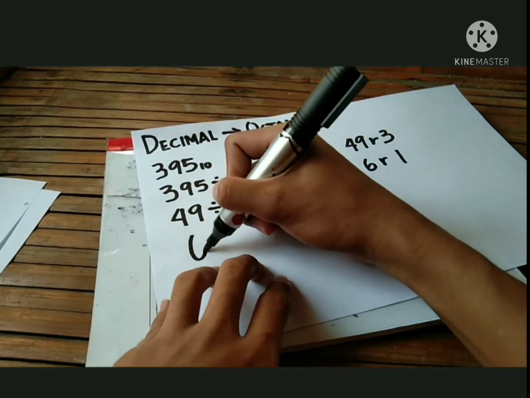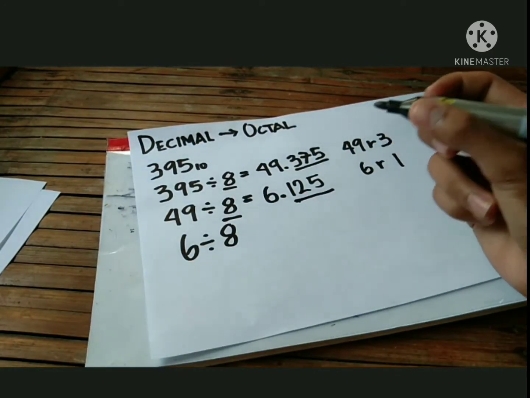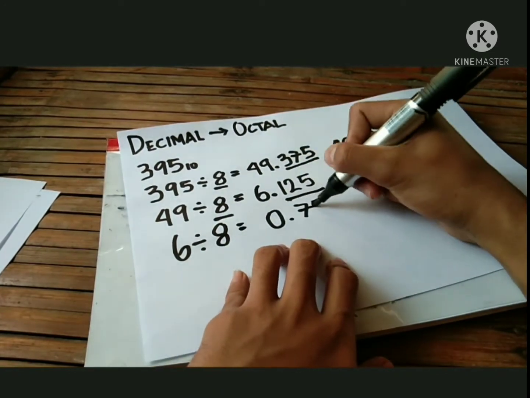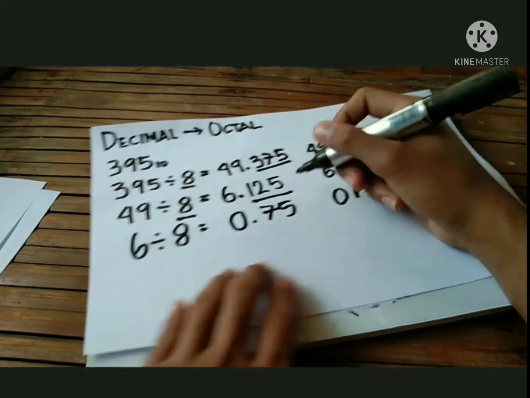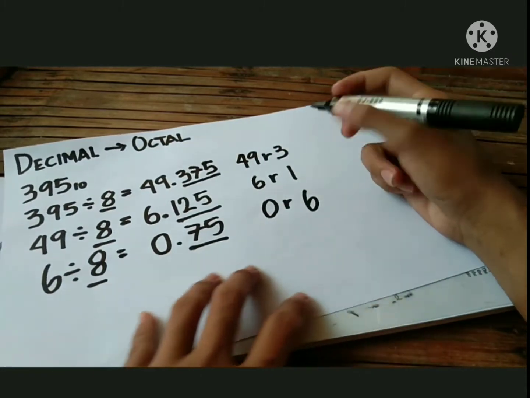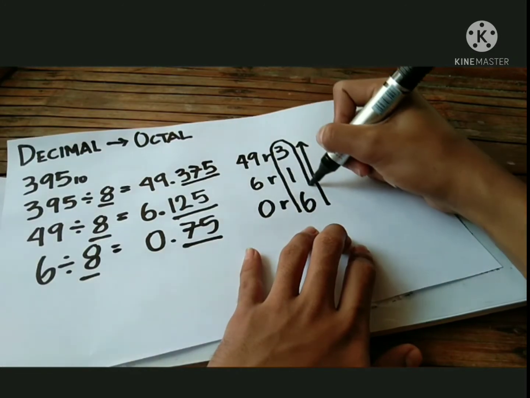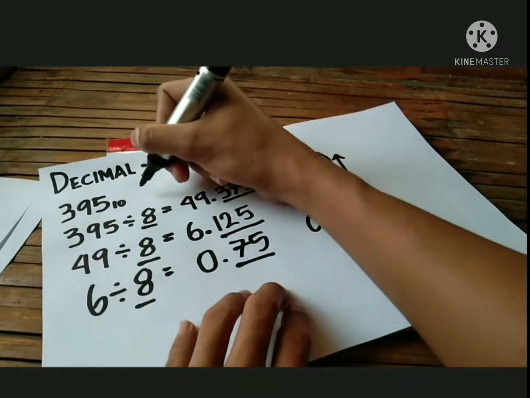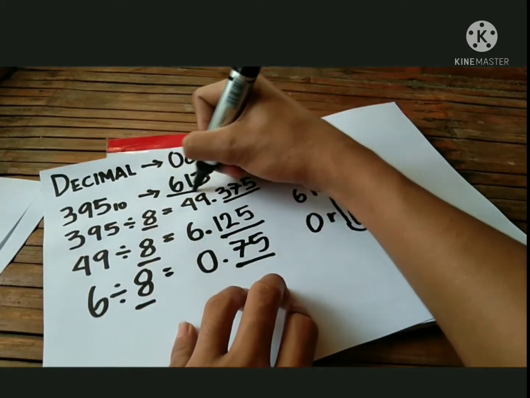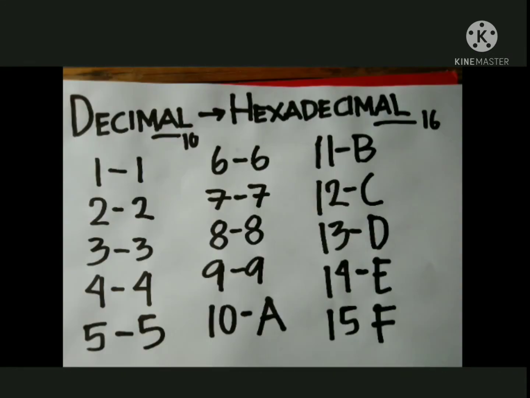So we put 6 here. 6 divided by 8 equals 0.75. So we put 0 here, and for the remainder, 8 times 0.75 equals 6. So the answer is the remainders, but we need to write them upward. So the octal number of 395 is 613.